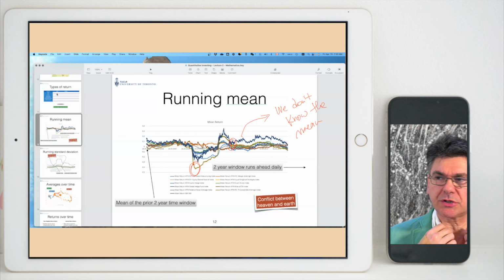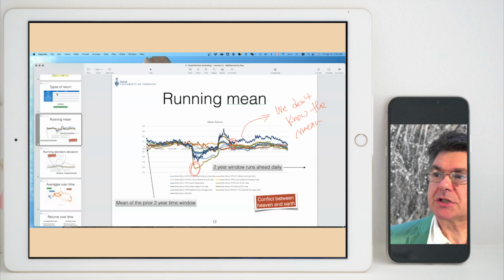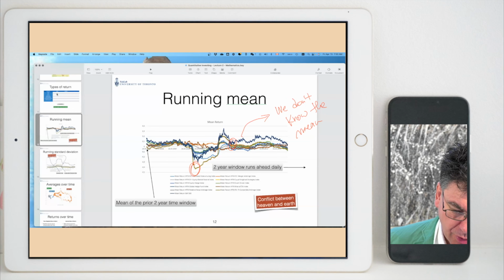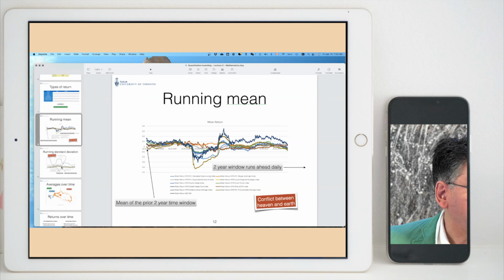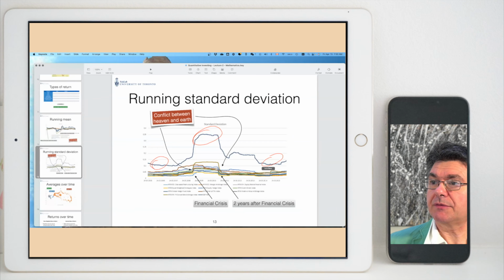Academics, professors and researchers, they like this approach, it's very good. But practitioners, many of them say, I don't believe in this. I don't believe that you know the mean. And they will go beyond that and say, I don't believe you know the standard deviation either. Look, the standard deviation is very low here, and then it's very high, and then very low. You say, I don't believe this.